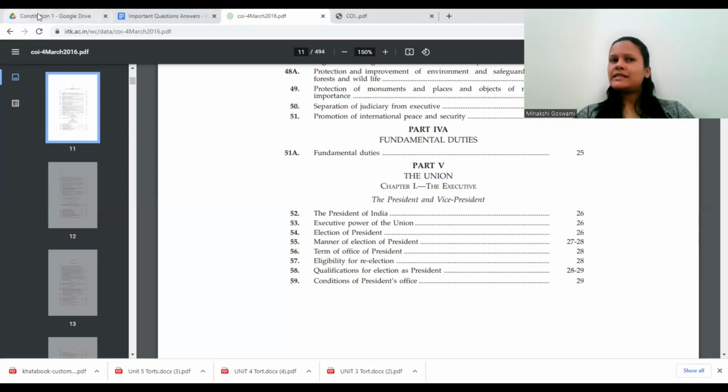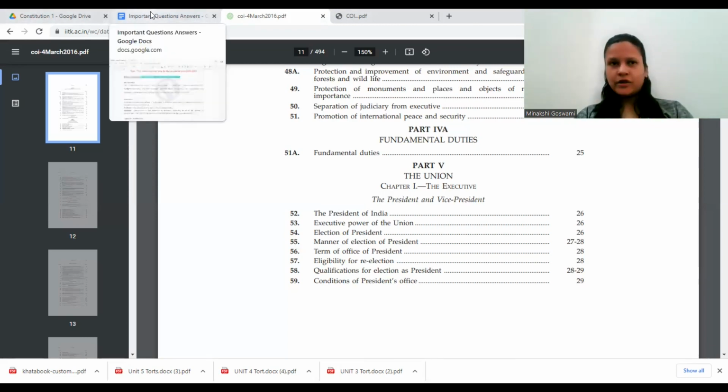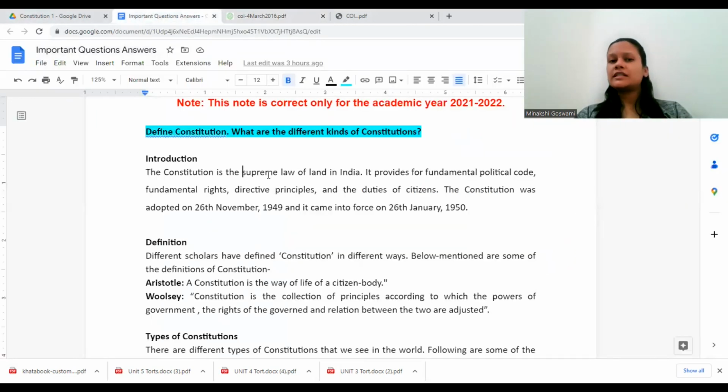Okay. So when we say Constitution and all the other laws, right? So Constitution is considered a supreme law of land in India. Okay, and all the other laws that we have, right? It is coming under that. So Constitution is like supreme. After that, only we have all the other laws.